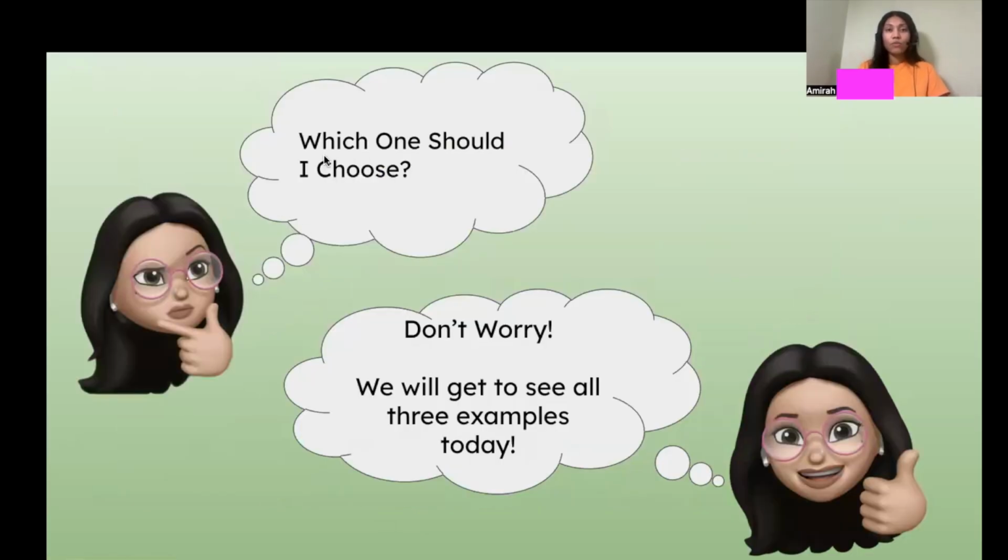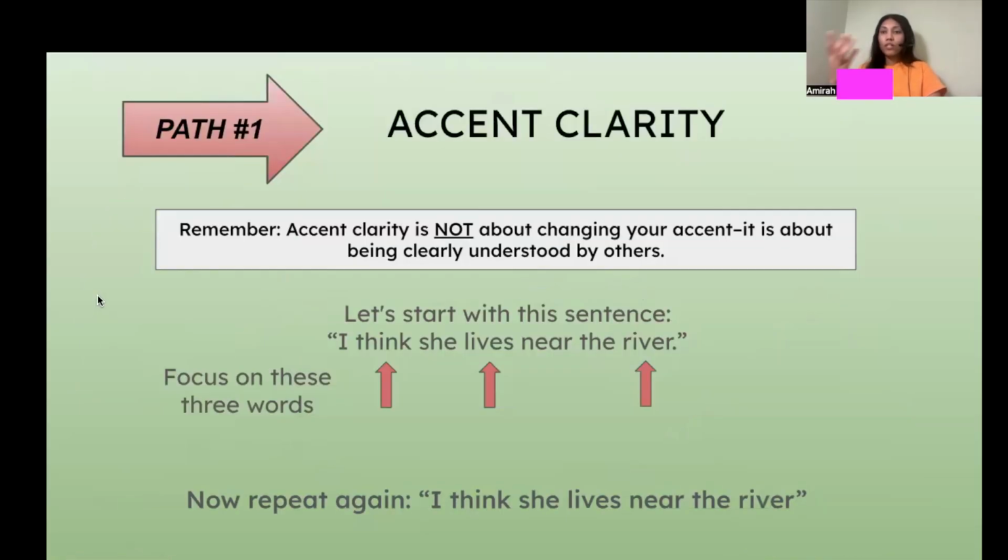So again, it says which one should I choose? Don't worry, we will get to see all 3 examples today. Okay? So the first one, as we remember, is accent clarity. So it says, remember, accent clarity is not about changing your accent. It is about being clearly understood by others.